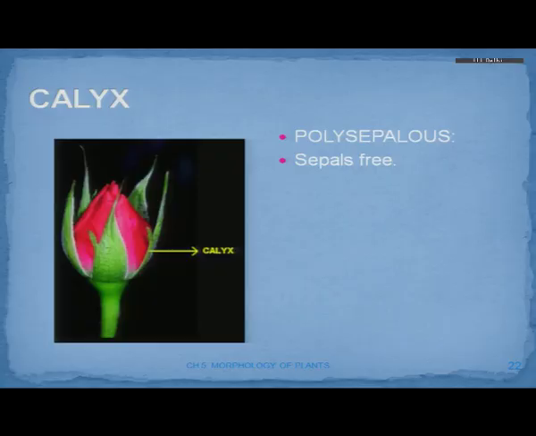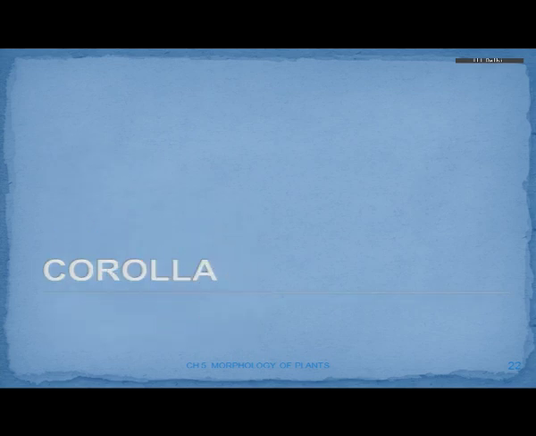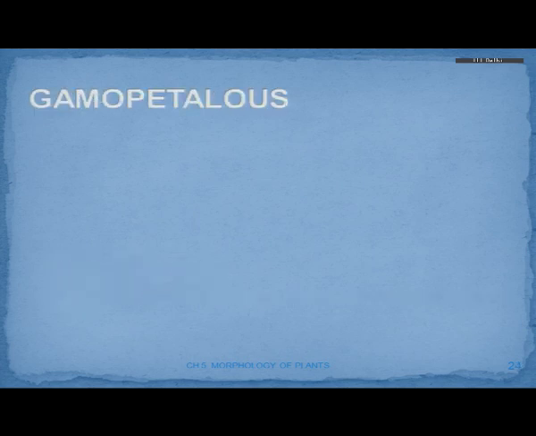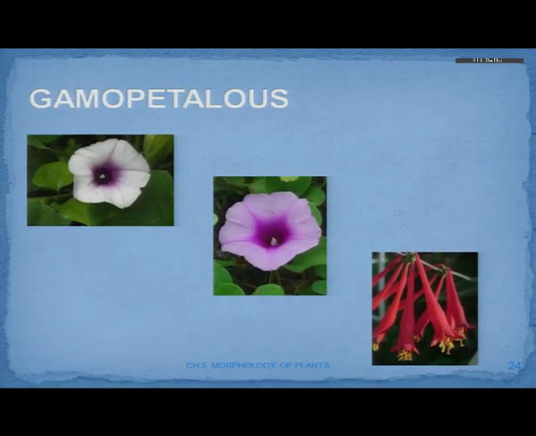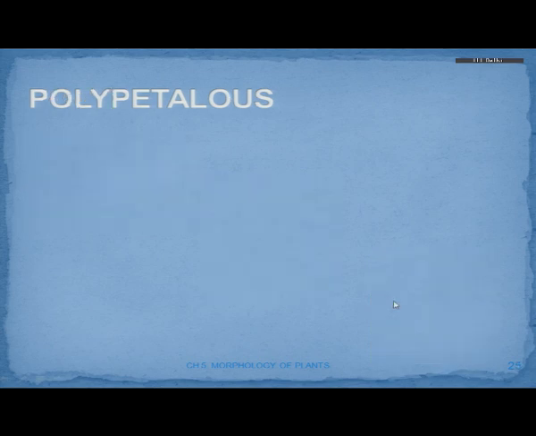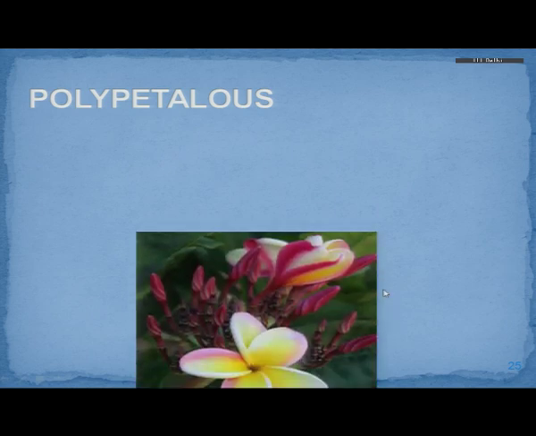Just as the calyx shows gamosepalous and polysepalous condition, the corolla also shows variation. Corolla means the petals. So, when the flowers are gamopetalous, the petals are fused. They might be free at the tips, but they form tubes all through their body. So, these three are the examples, while other flowers are polypetalous.